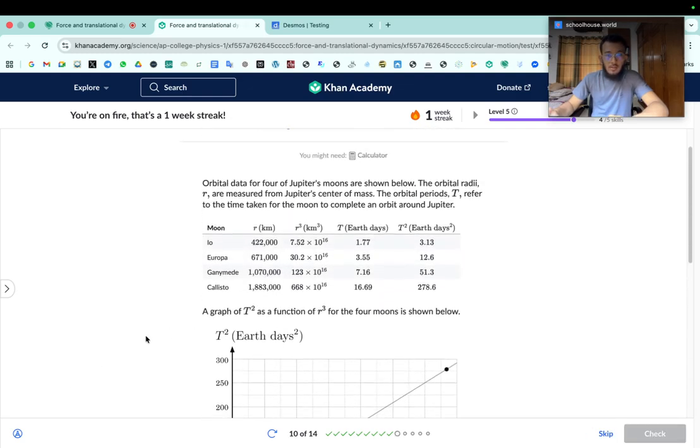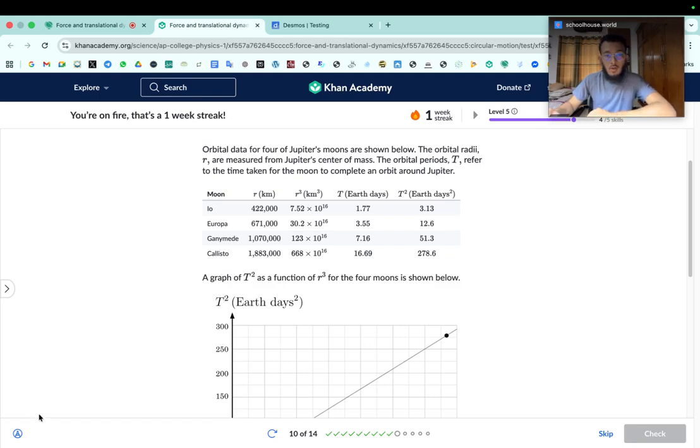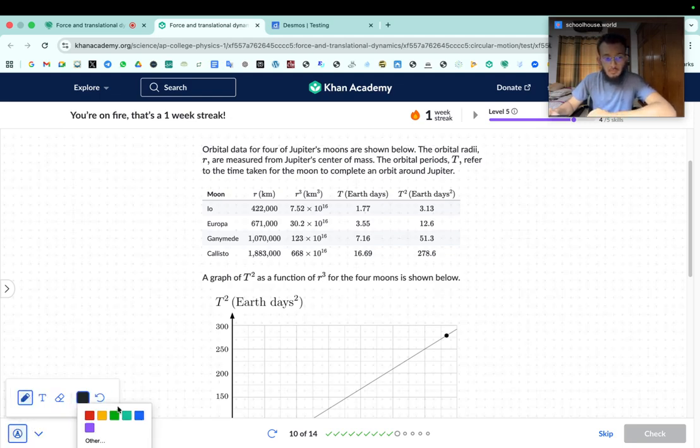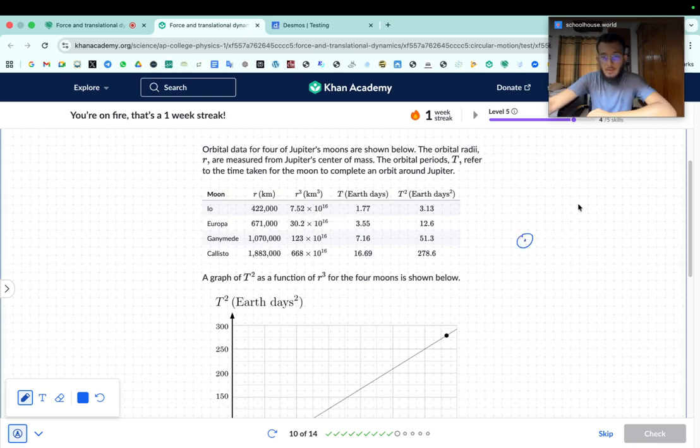All right. Orbital data for 4 of Jupiter's moons are shown below. The orbital radii are measured from Jupiter's center of mass. So this is Jupiter, and you have moons here, and the orbital radius is measured from the center. The orbital period T refers to the time taken for the moon to complete an orbit around Jupiter. A graph of T squared and r cubed for the 4 moons is shown below.